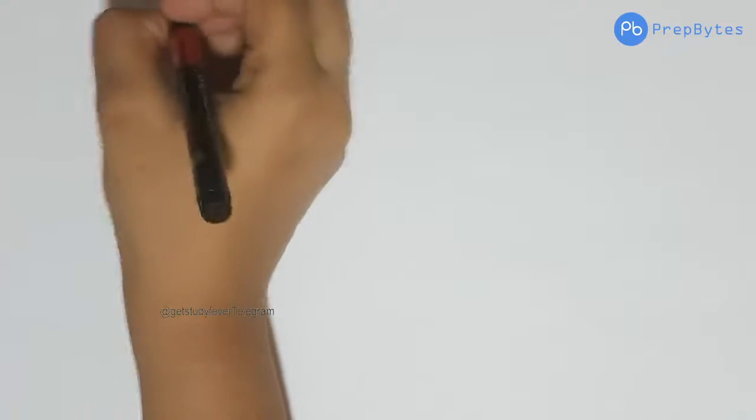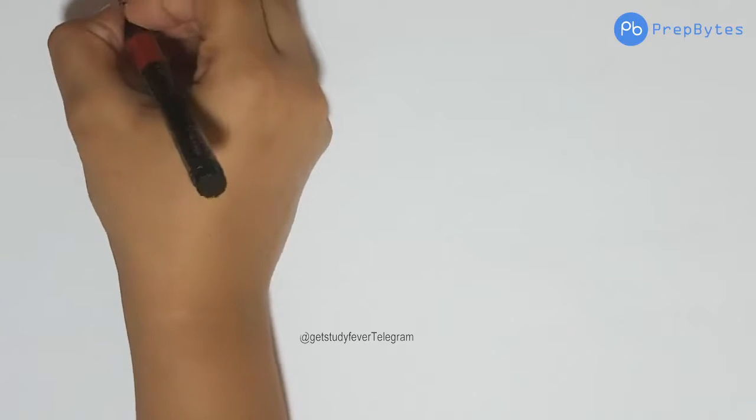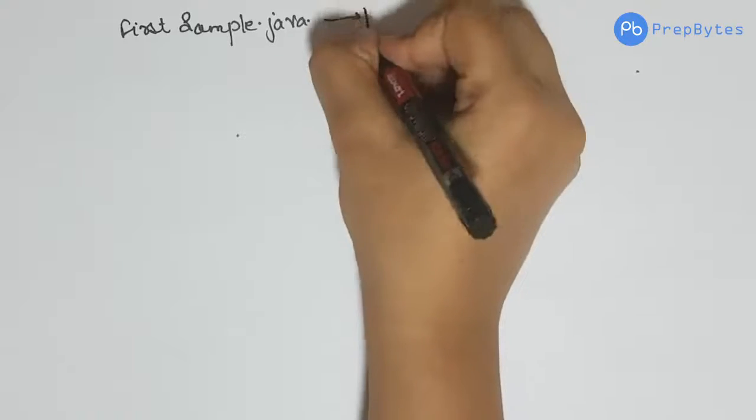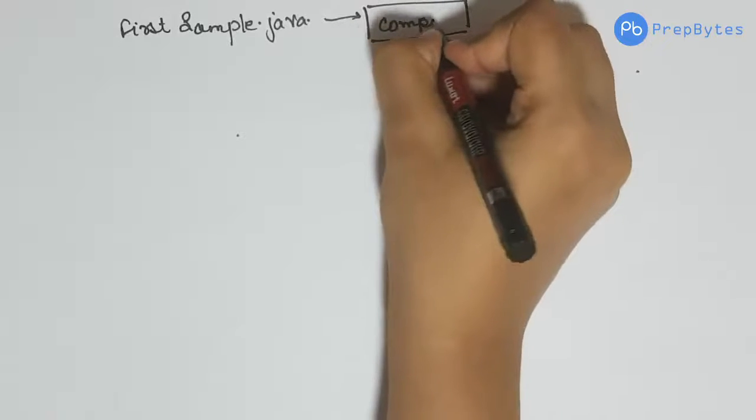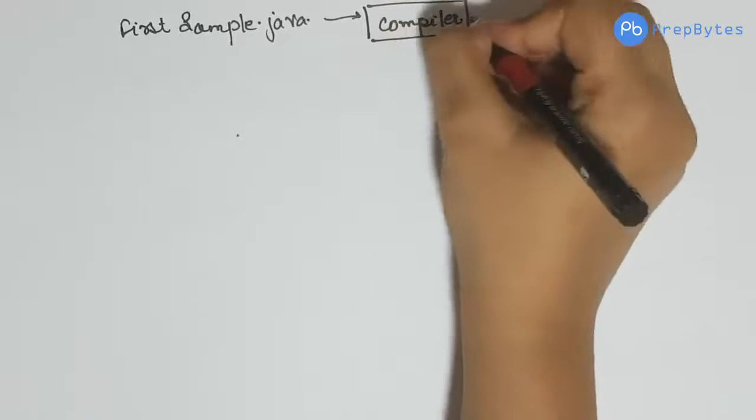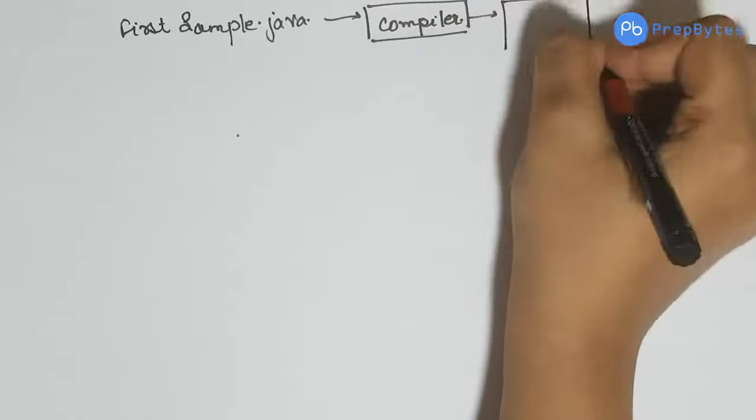First, let's see what happens when we compile a Java program. As we saw, let's say I have a file Sample.java. When this program is compiled by a compiler using javac, a bytecode is generated.